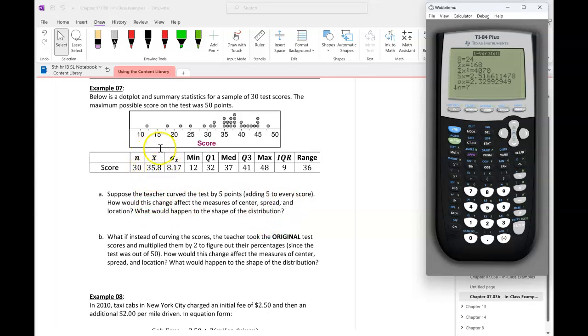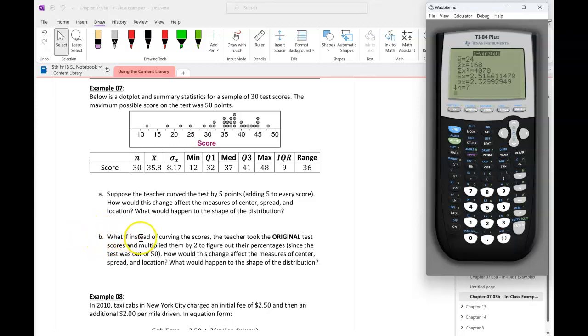So the mean would be what after the curve? 40.8. Excellent. The standard deviation would be the same. Adding doesn't change the spread. The minimum would be 17. Q1 would be 37. Median, max, 53. IQR, same. Range, same. So notice the measure of center, the mean, and the five-number summary Q0 through Q4 all change by whatever the scaling amount is. But your measures of spread, your standard deviation, your IQR, your range, stay the same.